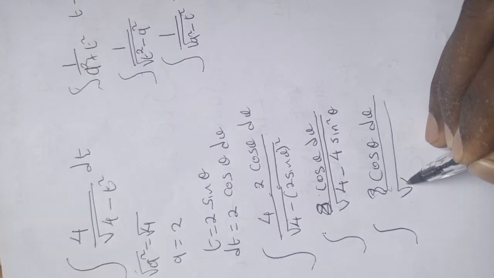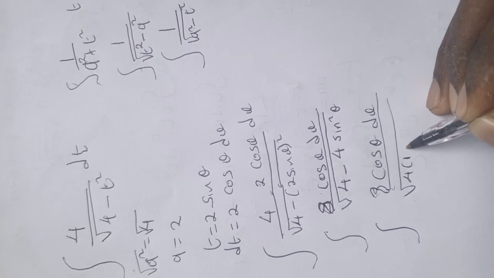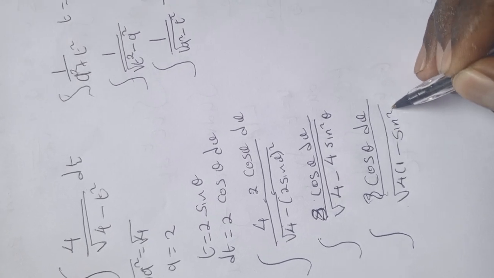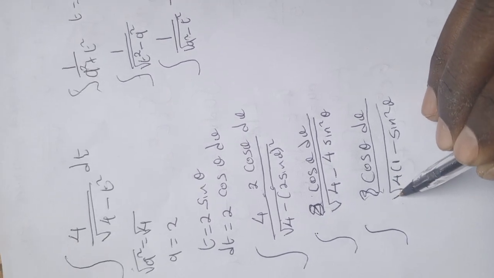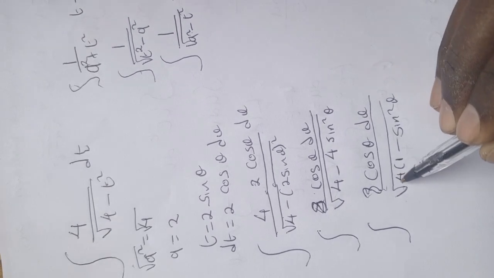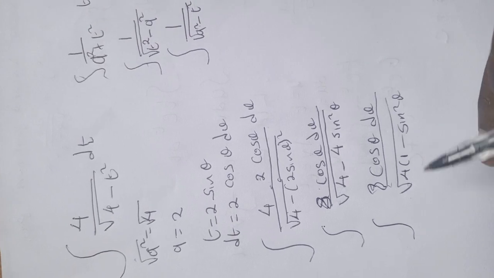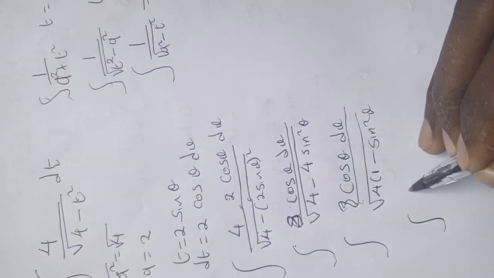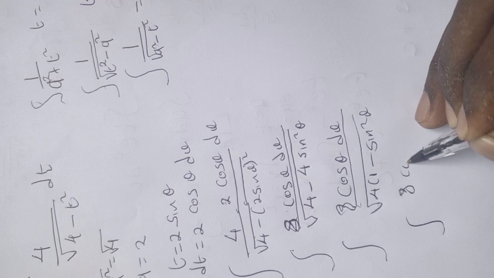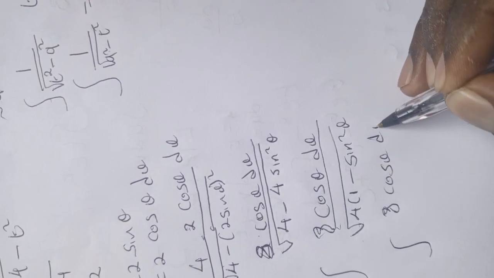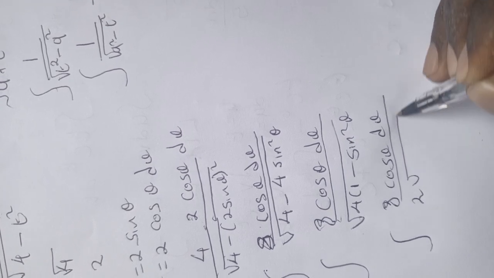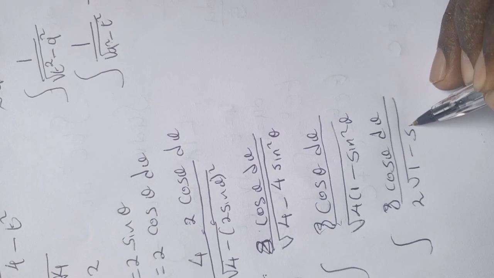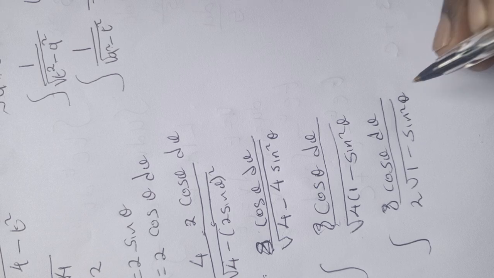And let's factor out a 4. We're going to remain with a 1 here. Then we're going to remain with the sine squared theta, isn't it? Now, what is the root of 4? The root of 4 is what? Is 2. So what we are going to get in the next step is cos theta d theta divided by 2, isn't it? Root of 1 minus sine squared theta.